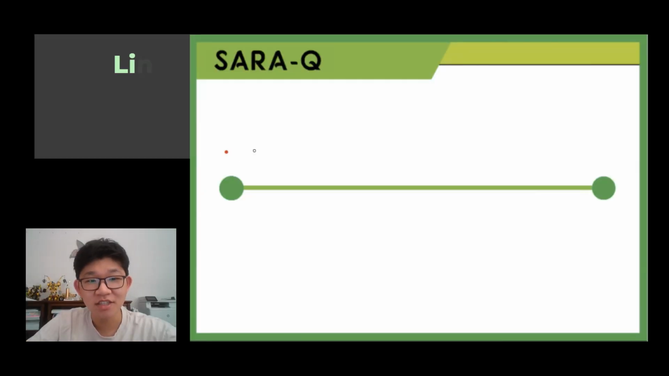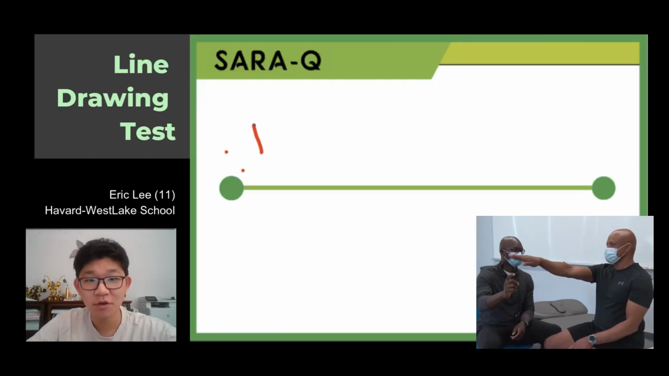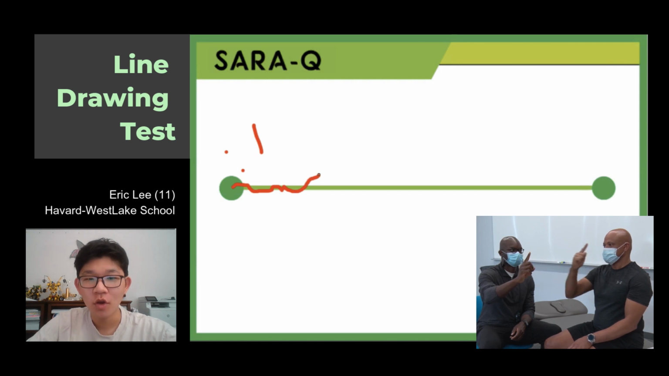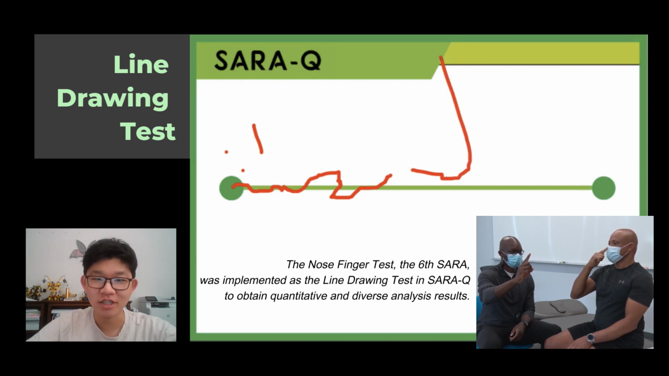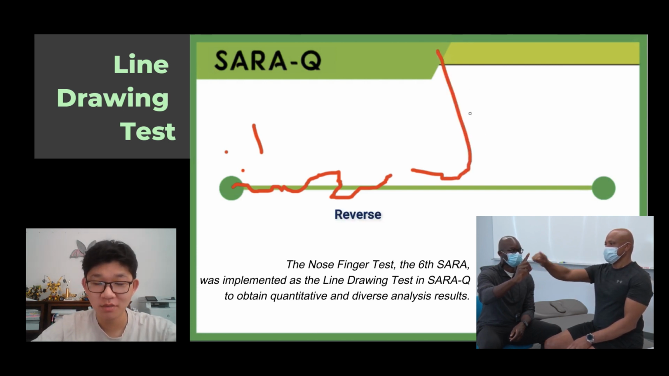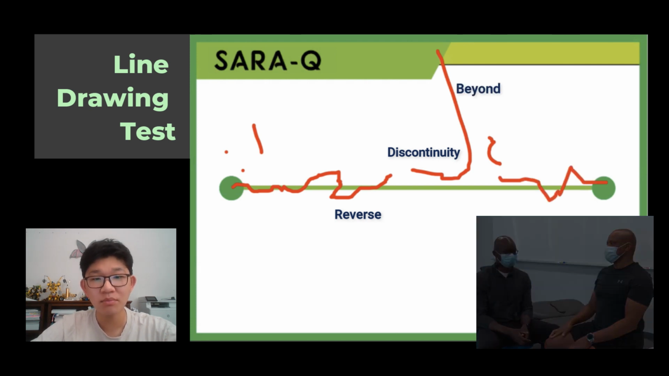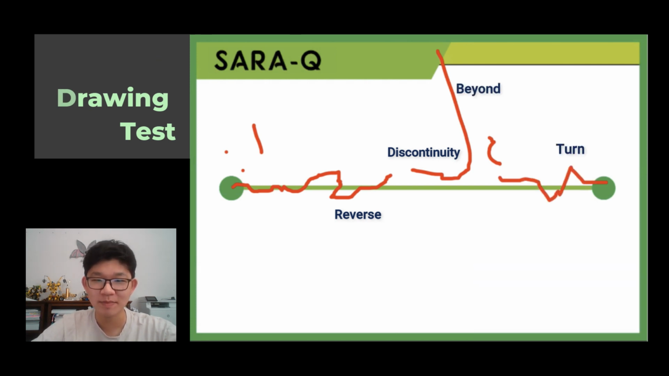Our sixth test is the nose finger test, which in Sara-Q will be the line drawing test. By having the patient draw a line from one fixed point to another, we can determine the patient's level of motor control based on deviation area analysis, reverse movement analysis, discontinuity analysis, beyond analysis, turn number and maximum and average turn amplitude analysis, and modulation speed analysis.